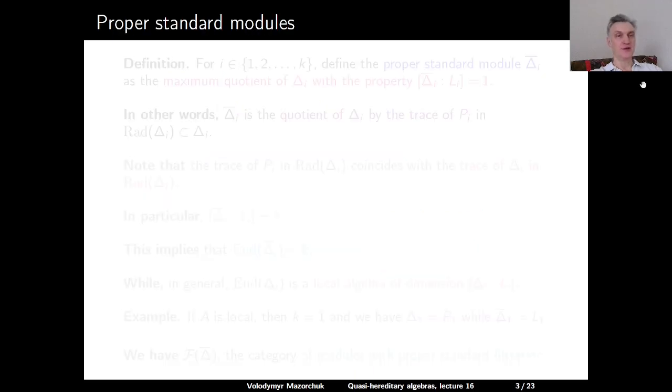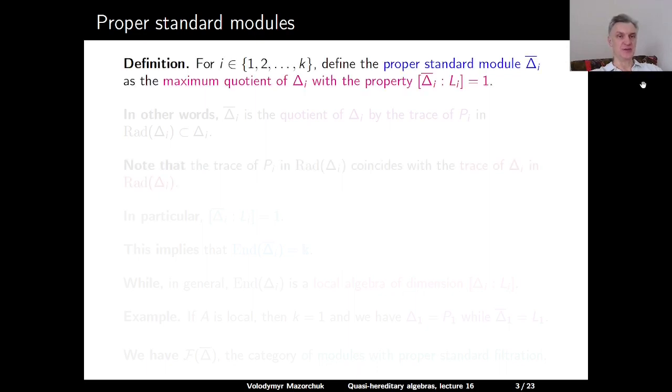Now we go on to define a new class of modules, which is called the proper standard modules. Definition. For any i between 1 and k, we define the proper standard module Δ̄i as the maximum quotient of Δi with the property that the simple module Li appears in the proper standard module Δ̄i exactly once. So in other words, the module Δ̄i is the quotient of Δi by the trace of the projective module Pi in the radical of Δi.